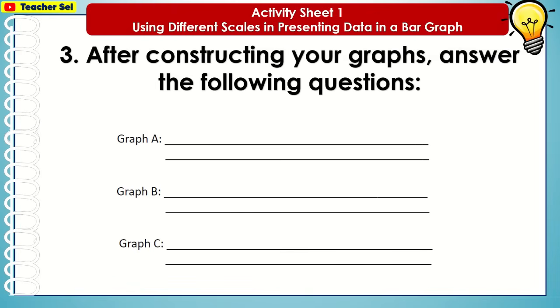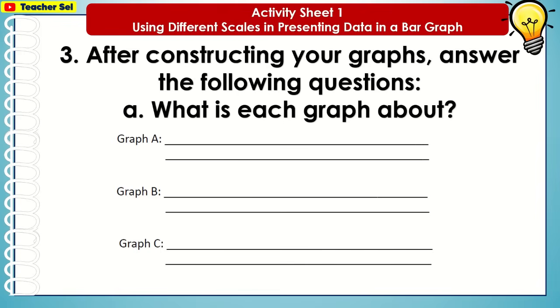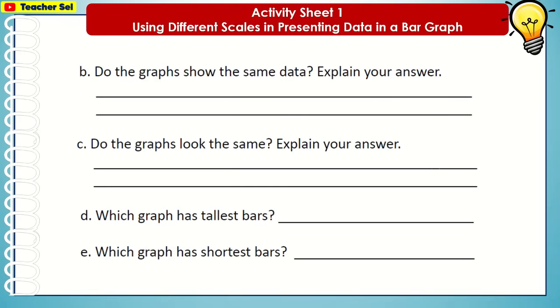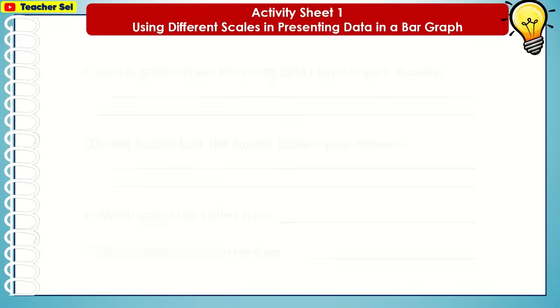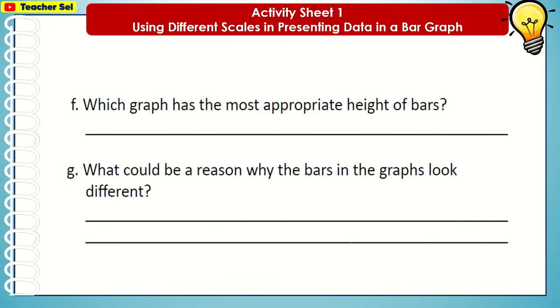After constructing your graphs, answer the following questions. What is each graph about? Do the graphs show the same data? Explain your answer. Do the graphs look the same? Explain your answer. Which graph has the tallest bars? Which graph has the shortest bars? Which graph has the most appropriate height of bars? What could be a reason why the bars in the graphs look different?